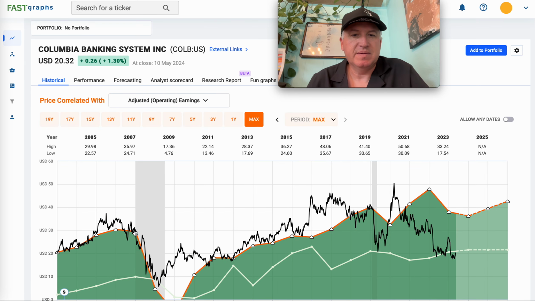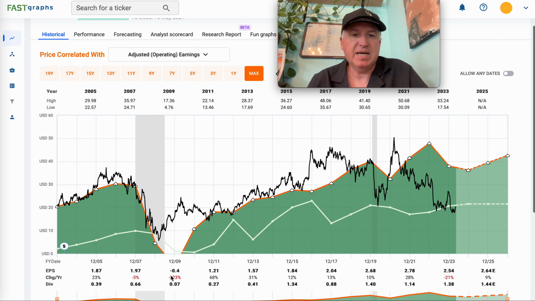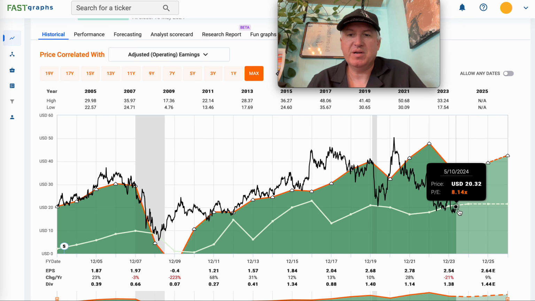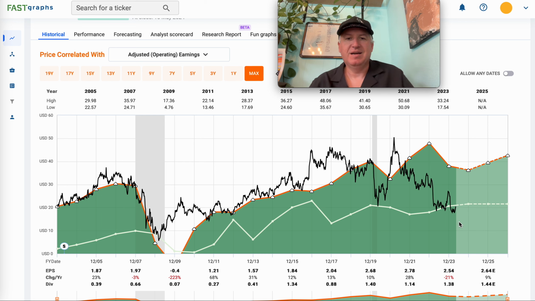Columbia Banking Systems. I don't know if that's actually in Columbia. These guys got hit very hard during the financial crisis, but did recover. And now earnings are coming down. The market's treating it pretty sketchily. I would say this one is just going to be too hard for me.